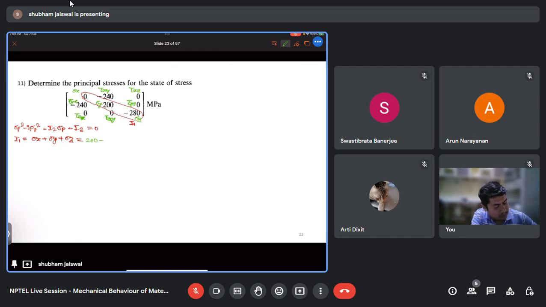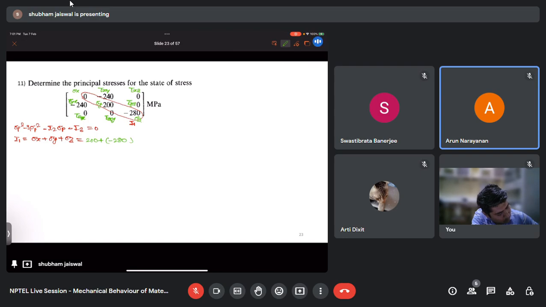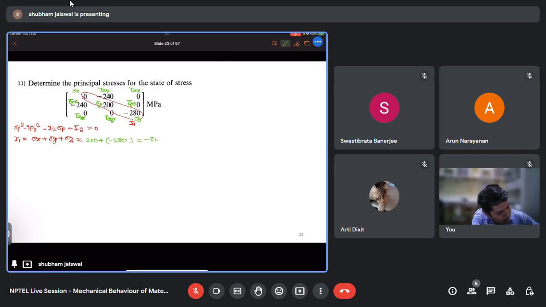200 minus 280. So it comes out to be minus 80, right? Now, what is I2? I2 is tau xy squared plus tau yz squared plus tau zx squared minus sigma x sigma y minus sigma y sigma z minus sigma z sigma x. Is it correct?